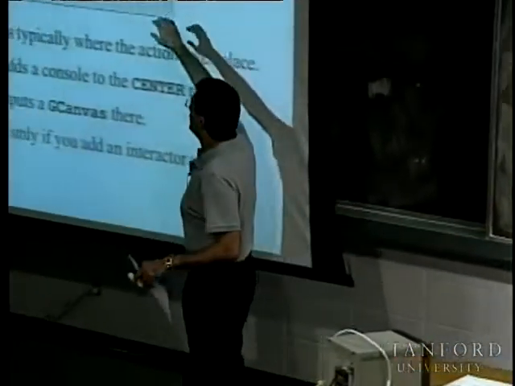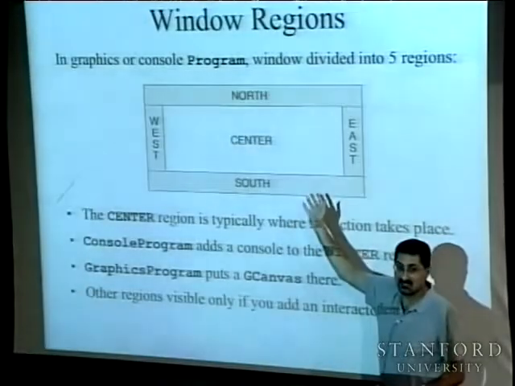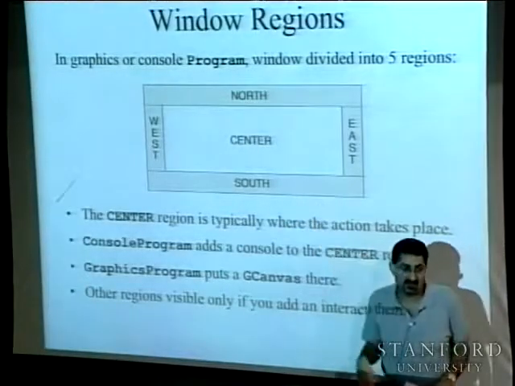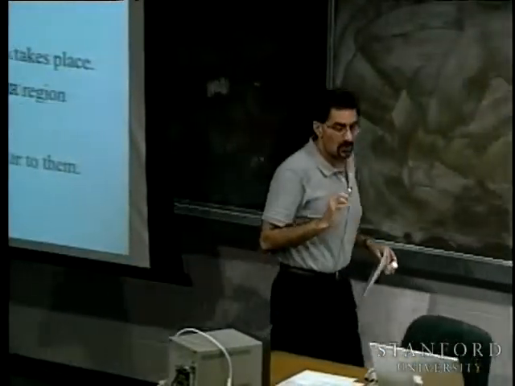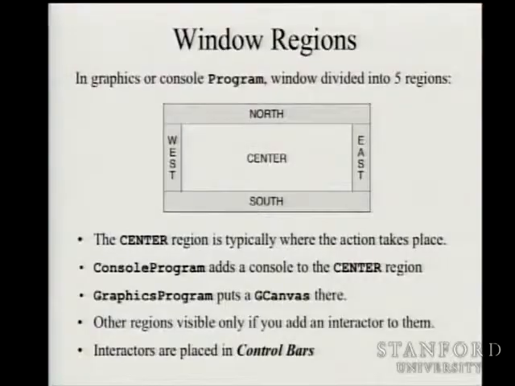So in the very early days when you had a graphics program that was all just graphics, you would say, hey, Maron, nothing showed up in the south region. Yeah, because we didn't put any interactors there. So these interactor regions only show up if we actually put interactors on them. And we said these are referred to as control bars. So you saw these last time. So how do I consider different kinds of layouts?